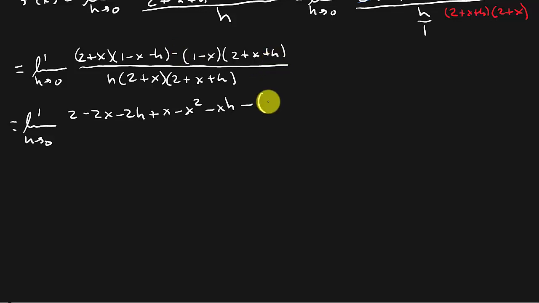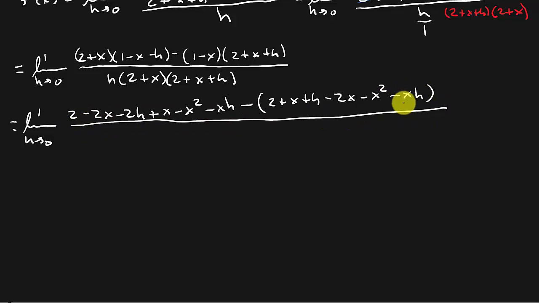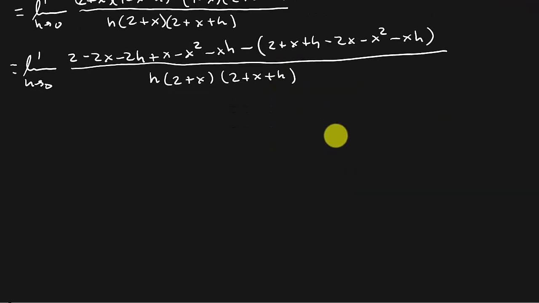So let's multiply everything by 1. So that's 2 plus x plus h. And then multiply everything through by negative x: negative 2x minus x squared minus xh. And this is all over h times 2 plus x times 2 plus x plus h. All right. And so we get the limit as h goes to 0.